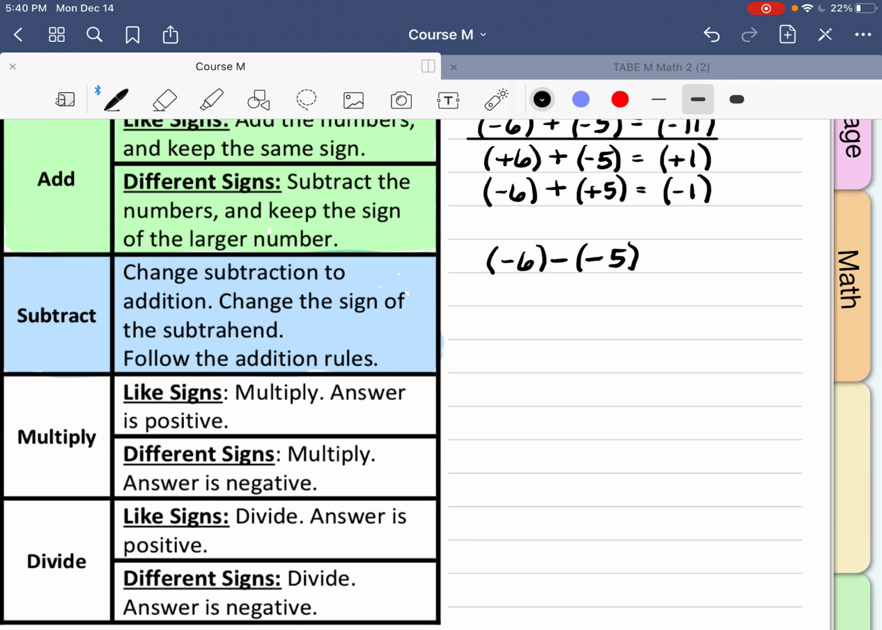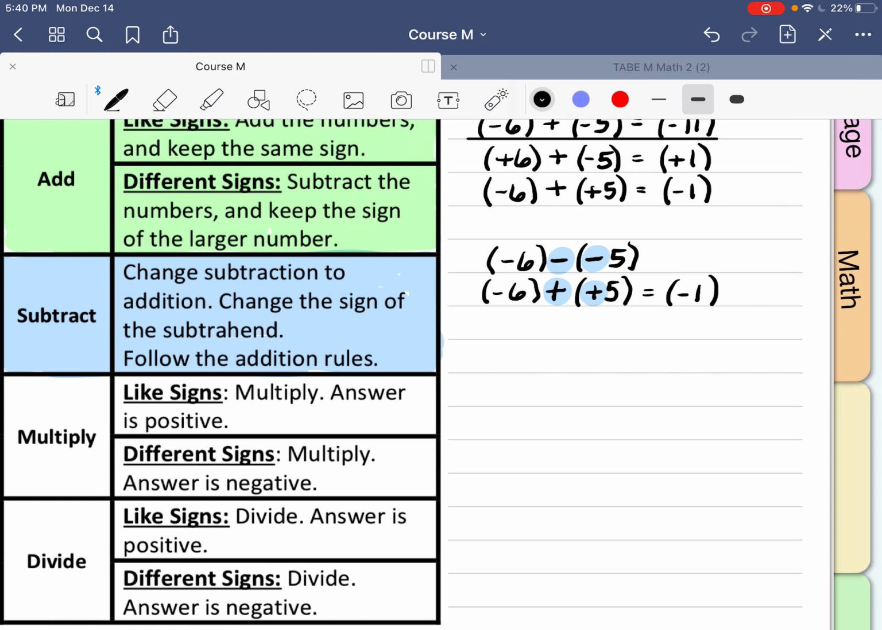So this is the subtraction rule. And here's what you must do. You change the subtraction sign to addition. You change the sign of the subtrahend, that's the second number. So that becomes a plus 5. You never change your leader. You just change this sign and this sign. And then you're back to your addition rules. So I lost 6, I won 5. That's a difference of negative 1.